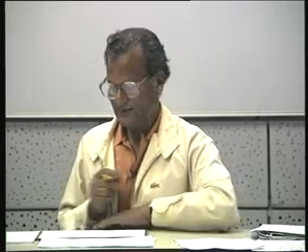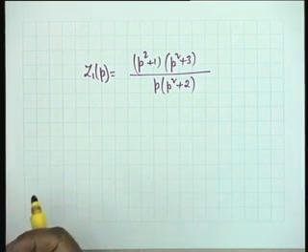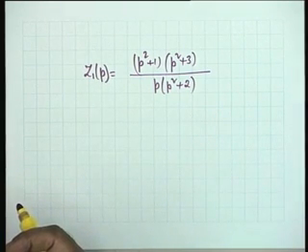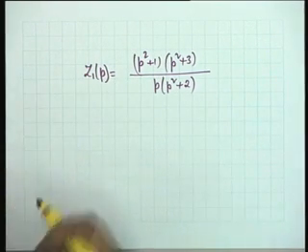Z1 of p is (p squared plus 1)(p squared plus 3) over p times (p squared plus 2). What would you like to choose for its form? Foster 1, Foster 2, Cauer 1 and Cauer 2. There is something interesting there also. Minimum amount of calculation. I don't want much calculation. Foster 1, even Cauer is not bad.